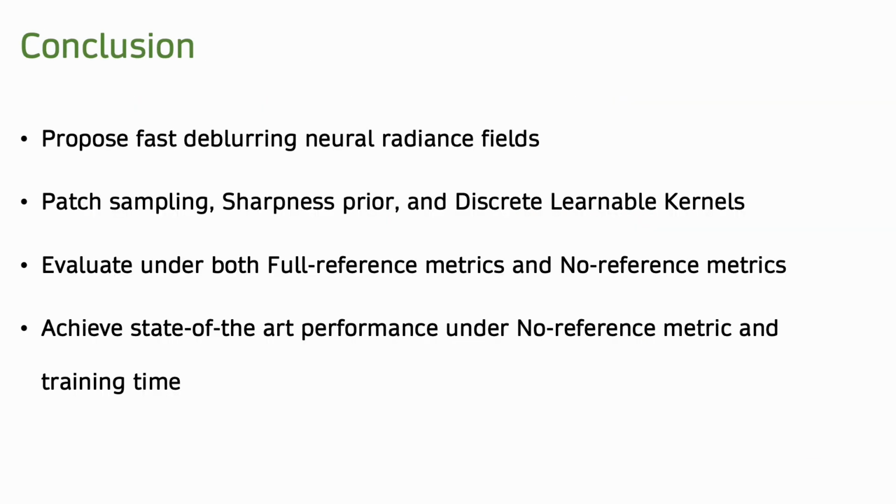To summarize, we propose fast deblurring neural radiance fields. Our approach introduced patch sampling, sharpness prior, and discrete learnable kernels. We proved the effectiveness of the proposed method under various evaluation metrics. Our method achieves state-of-the-art performance under the no-reference metric and training time.